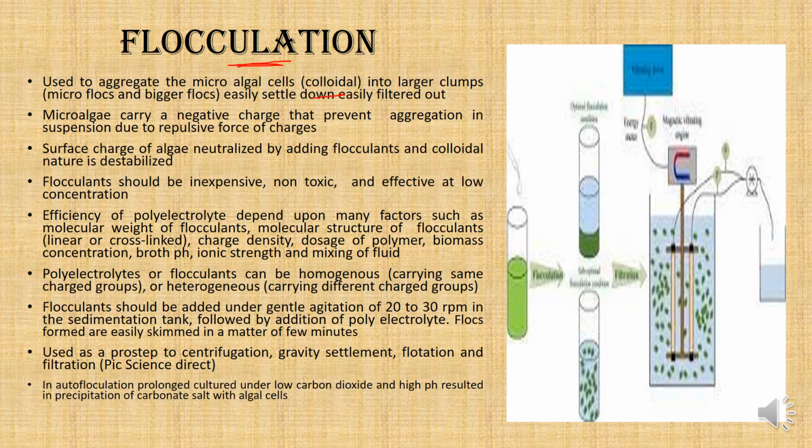So here, what happens is, we know that the algal cell has negative charges from the carboxyl and amide moiety. Having these negative charges, they repel each other, they behave like a colloid, and they remain suspended in the algal slurry. Because they are behaving like a colloid, they will take a lot of time to settle down normally by sedimentation.